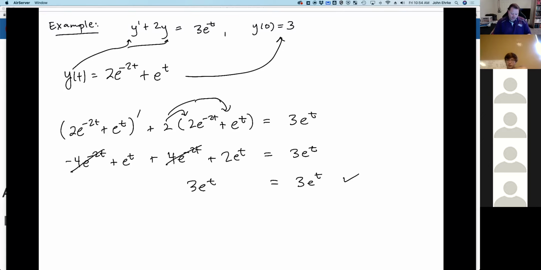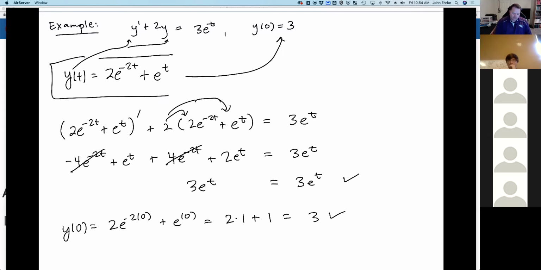All right, if I then take and look at the value of y at 0, this is 2 times 1 plus 1, which is 3. That also checks out. So not only does it satisfy the equation, but it also satisfies the initial condition. Therefore, this is considered a solution. We call solutions to initial value problems particular solutions.